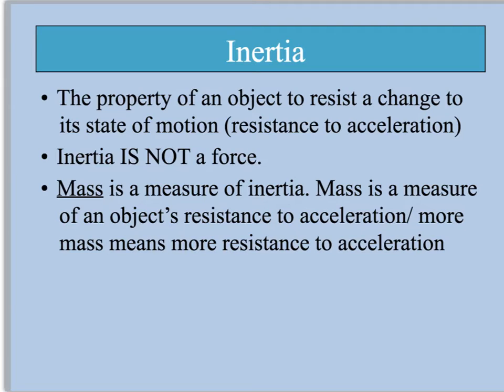And we already know acceleration means speeding up, slowing down, or changing direction. So if you're trying to do that to an object, and it's really difficult to do, like a car or a boulder, that object has a lot of inertia. And there's a direct relationship between the inertia something has and the mass something has. So mass is a measurement that we can use to say if something has a lot of inertia or not. More mass means more inertia, means more resistance to acceleration.